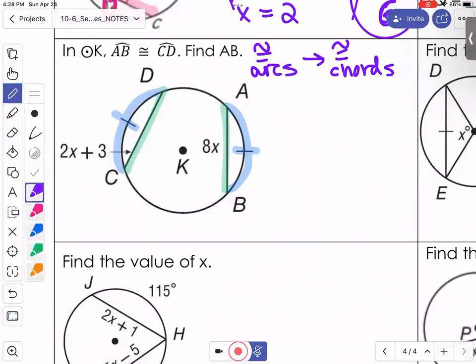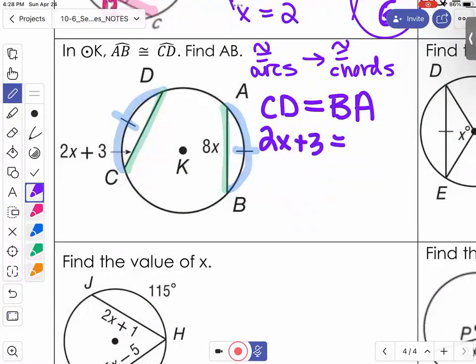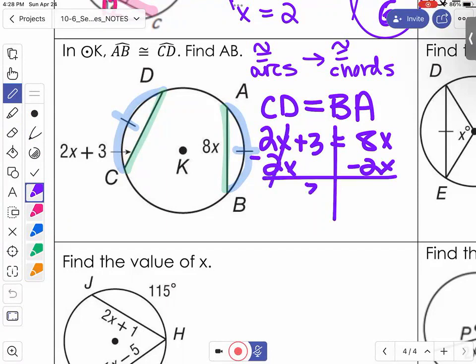So that means that CD will have to equal BA. So we can solve. So 2x plus 3 will need to equal 8x. So now I can subtract that 2x from both sides. So my 3 will equal a 6x. Divide both sides by that 6. And my x is equal to 1/2 or 0.5.